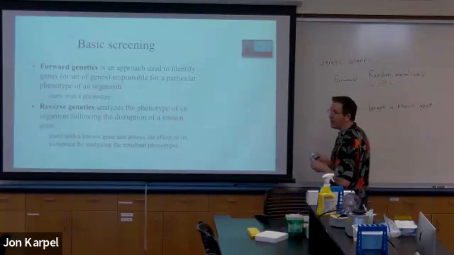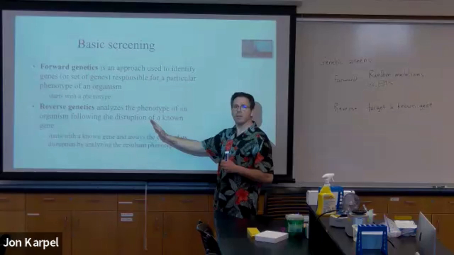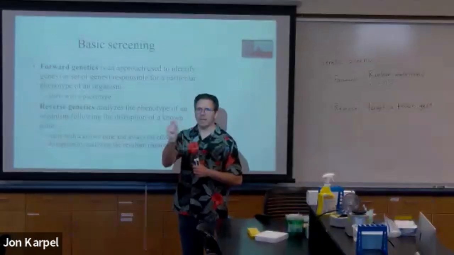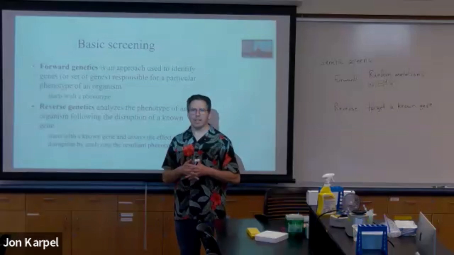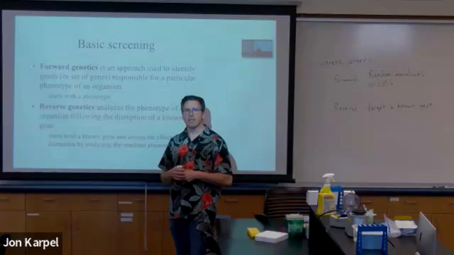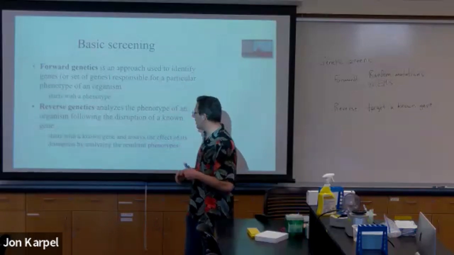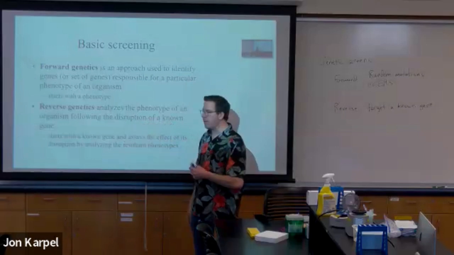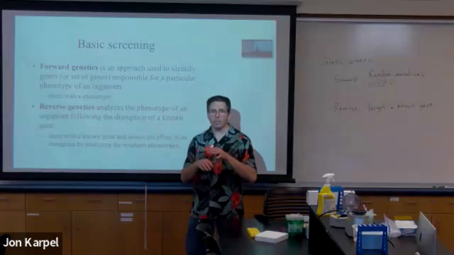And nowadays you could do this with CRISPR. You could knock out a gene if you know the sequence, and then ask the question, did I get a phenotype from that? And does it have any effect that I would think would be associated with that gene? Or you can use RNA interference. So we learned about RNA interference.